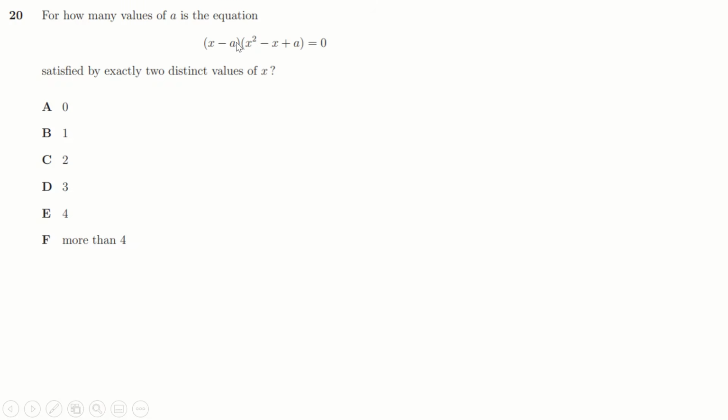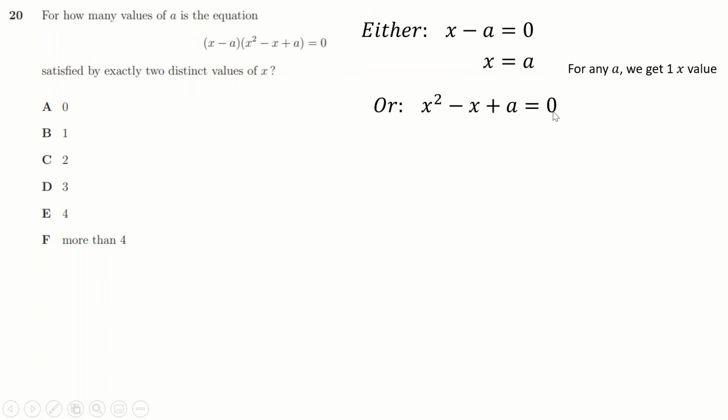Now, the first thing I notice is that I've got this in factored form. So for this to be 0, either x minus a is 0, which means x is a, and that gives me a solution. So for any value of a, I'm going to get one solution from this thing right here, of x is a. So when I'm solving this to be 0, I'm looking for one solution to this, because I already have a solution. For any value that I pick for a, I get the one value of x back, and I want two values of x. So I'm looking for just a single extra value here.